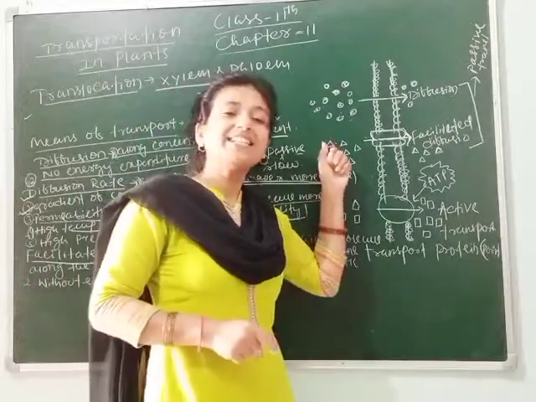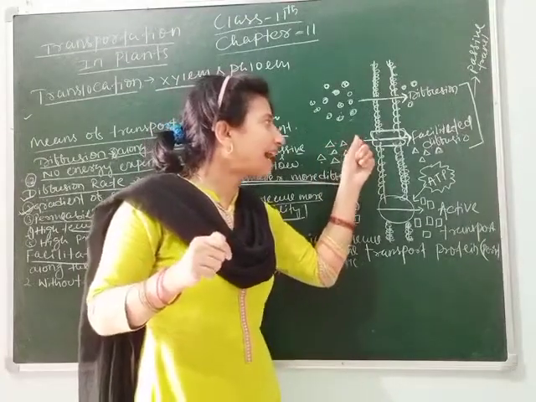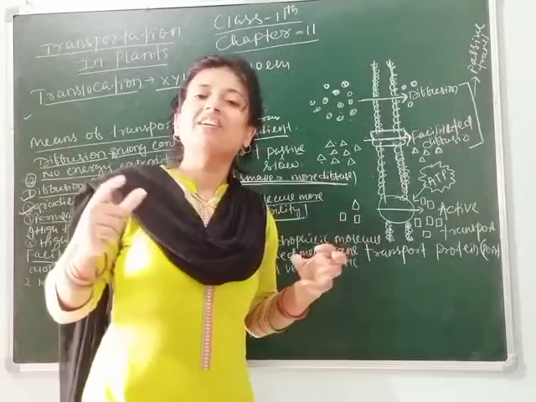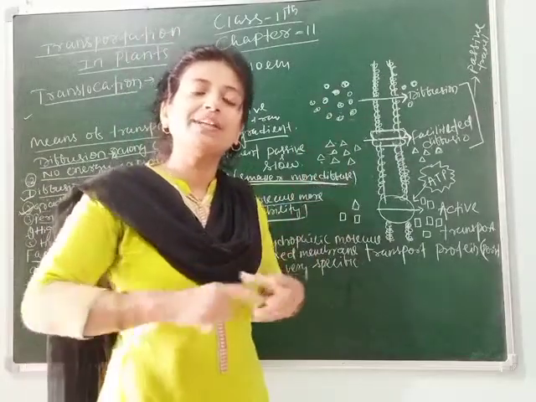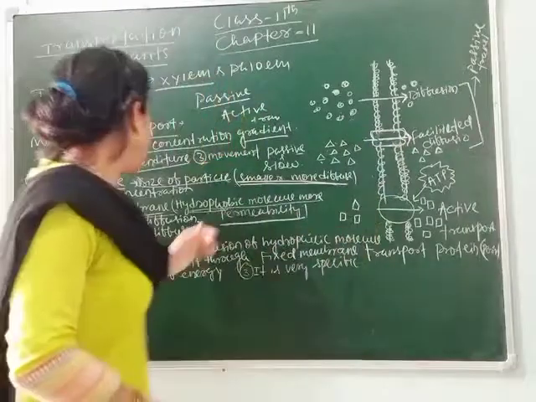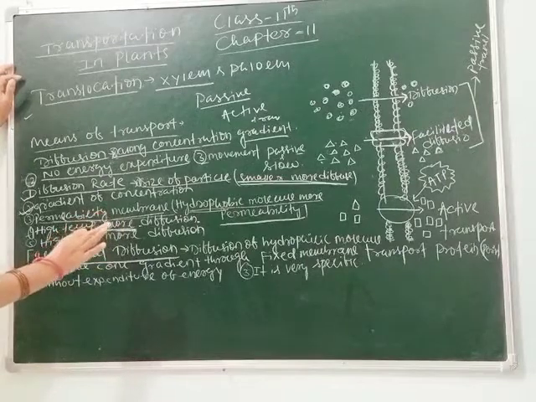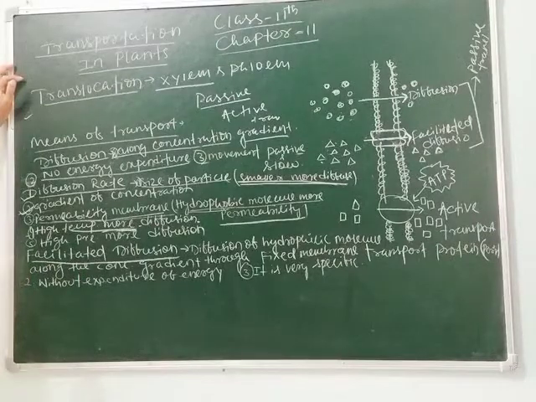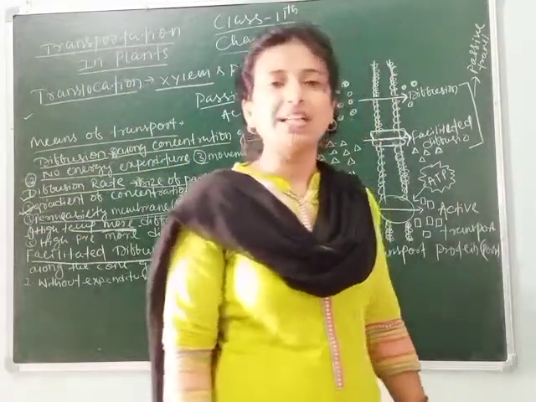But in facilitated diffusion, only some selected molecules cross this membrane, and no expenditure of energy occurs, as the cell membrane identifies which molecules are required, so it opens itself for the entry of the molecules. So here you can see facilitated diffusion: diffusion of hydrophilic molecules along the concentration gradient through fixed membrane transport proteins, which are called porins. Porins are a special type of proteins.